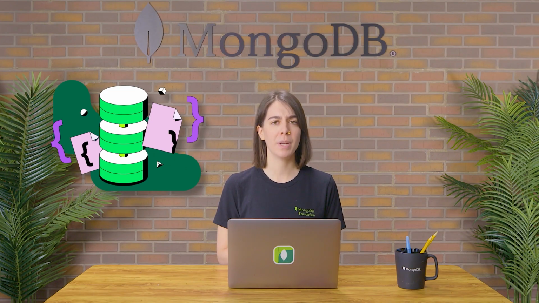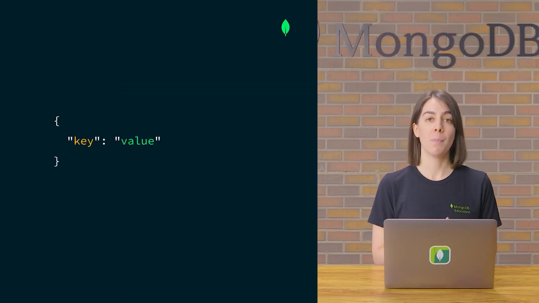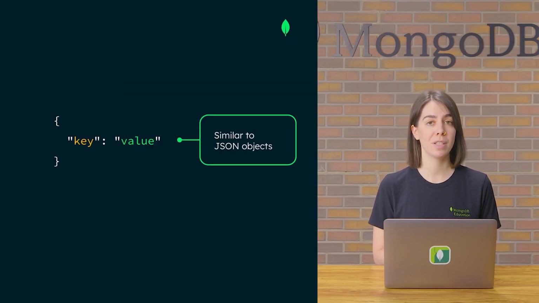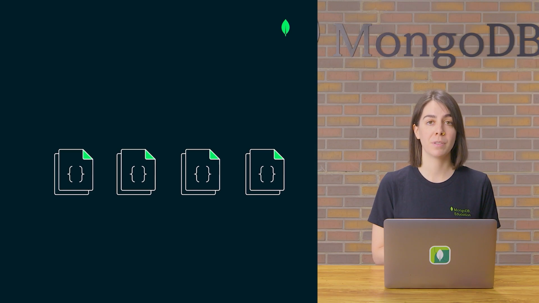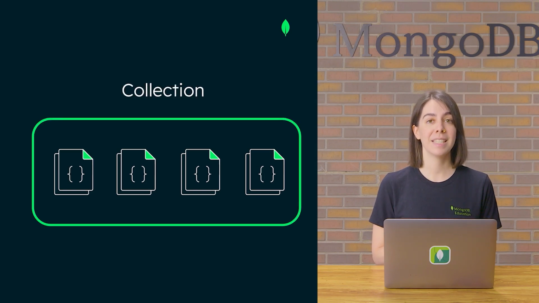Let's quickly recap what we covered in this lesson. MongoDB's document model stores data in key value pairs, similar to a JSON object. A document is similar to a row in a relational model. Groups of similar documents are stored in collections. This is like a table in relational databases.